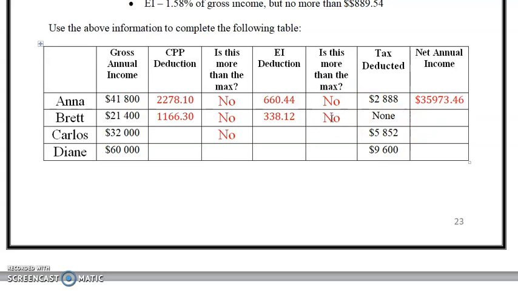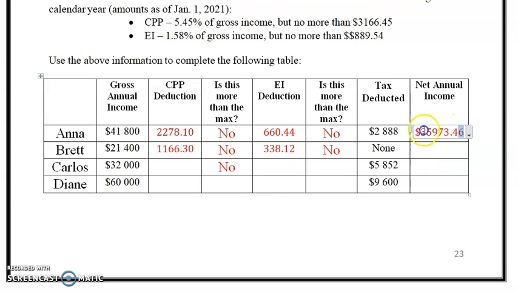No, the max was $889 right up here. So the net amount is going to be 21,400 minus 338.12 and minus 1,166.30, and there was no income tax deducted, so we end up with 19,895.58. Okay. Now, because there's no income tax deducted, that person probably will have a lot to pay at income tax time, but again, that's not the worry here. We're just calculating at this point.